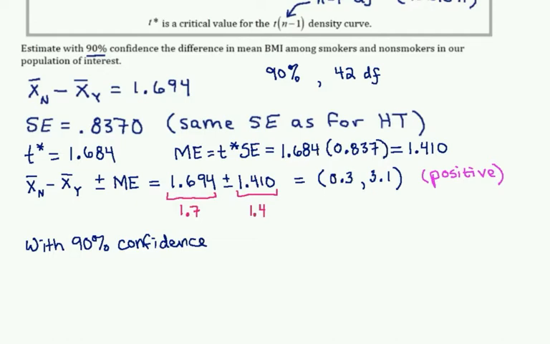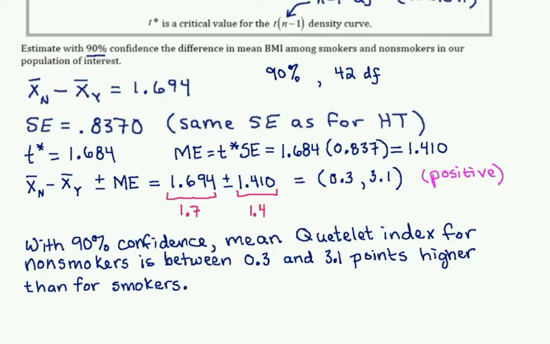something between 0.3 and 3.1, where the units are the units of the Quetelet index, which we'll just call points, because it doesn't really have a more specific unit than that. So we will say that with 90% confidence, mean Quetelet index, or we could say mean BMI, for non-smokers is between 0.3 and 3.1 points higher than for smokers.